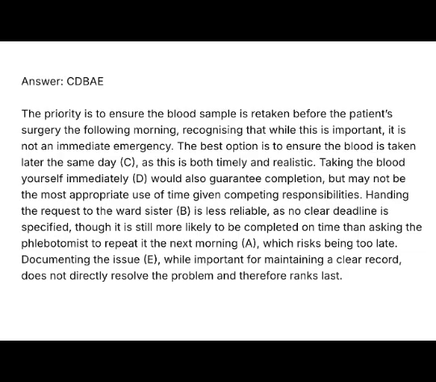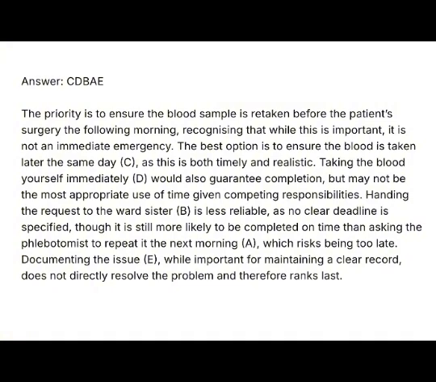that while this is important, it is not an immediate emergency. The best option is to ensure the blood is taken later the same day, C, as this is both timely and realistic. Taking the blood yourself immediately, D, would also guarantee completion, but may not be the most appropriate use of time, given competing responsibilities.